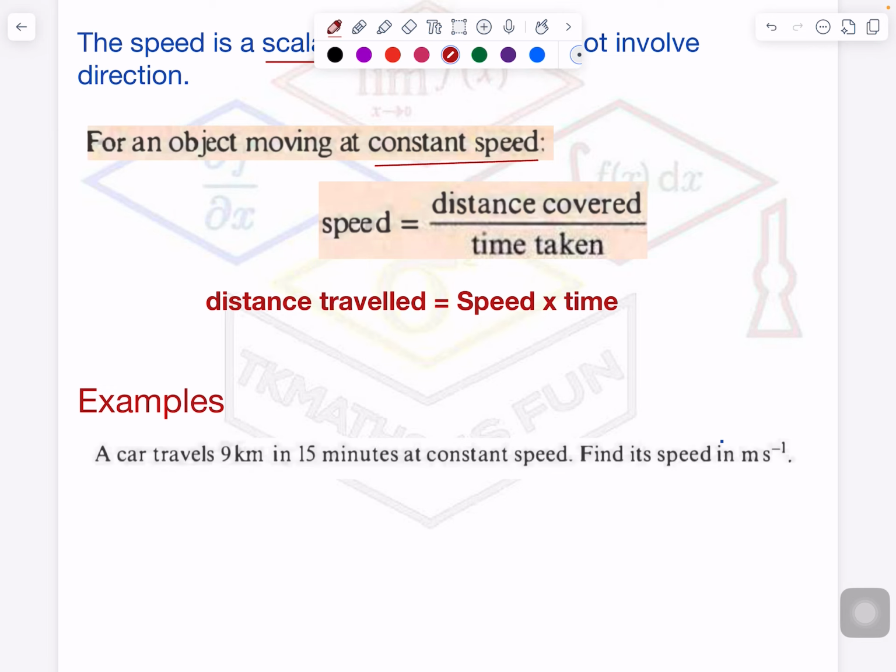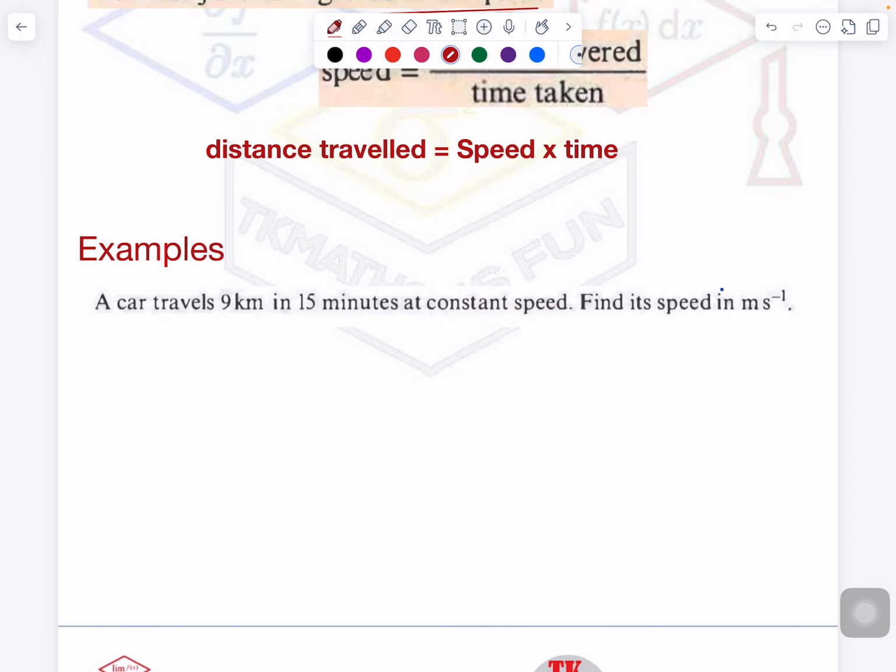If you want to put the video on pause and try it yourself, you can. There is a little trick in this question as well, connected with the previous knowledge. A car travels 9 kilometers in 15 minutes, right? So what is the distance? Distance is equal to 9 kilometers.